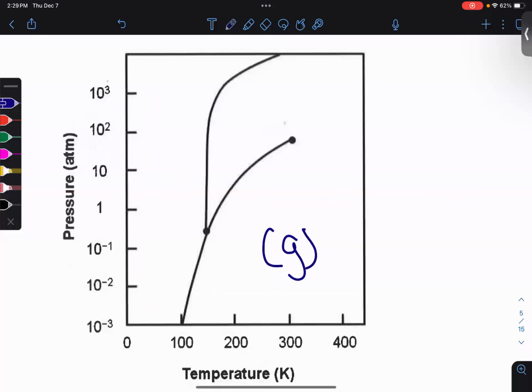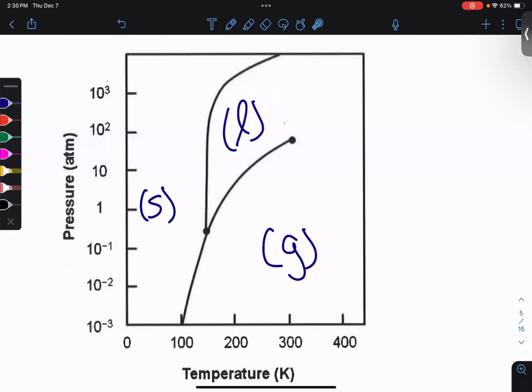This one is a solid. And then this last piece, that is our liquid, right? So note how temperature is on this x-axis. Okay, what does normal mean in terms of boiling point temperature? It means on Earth, it means one what?